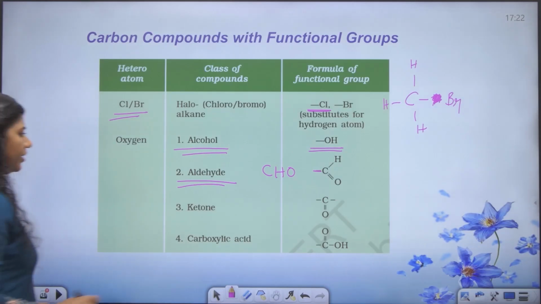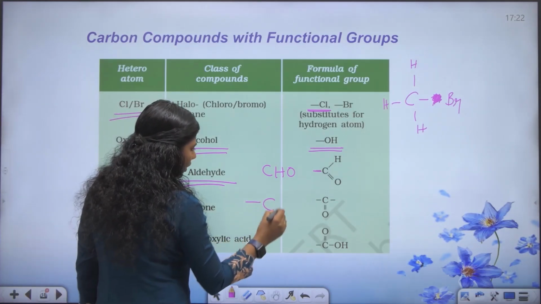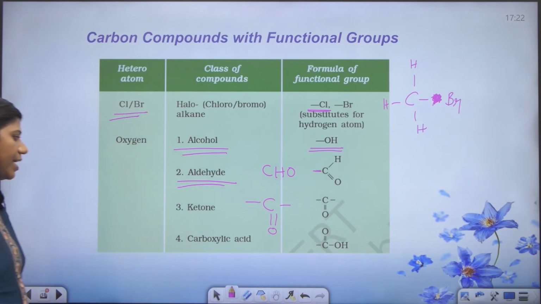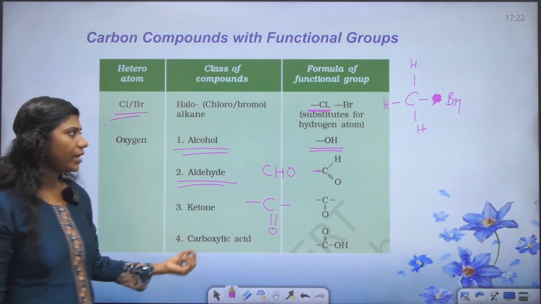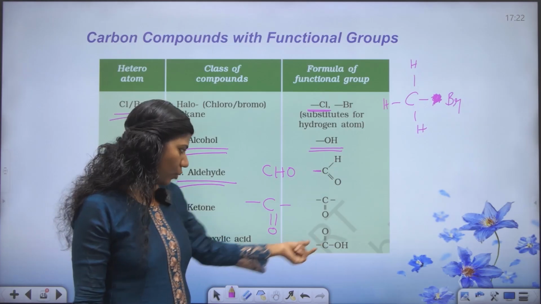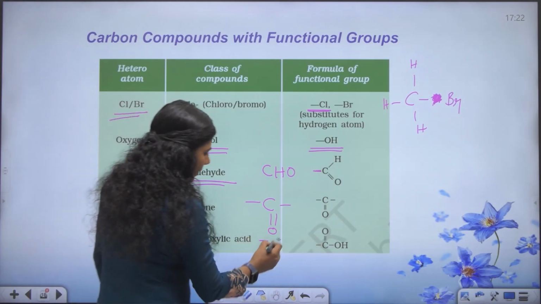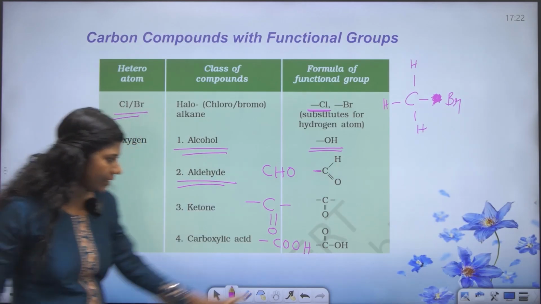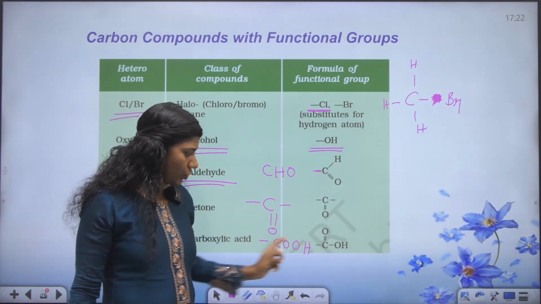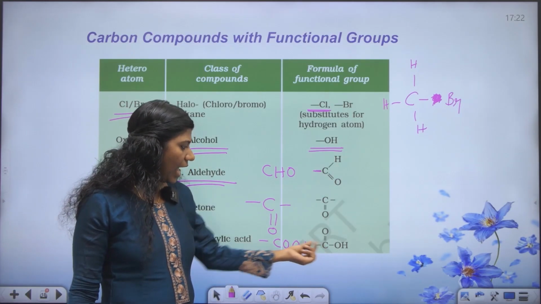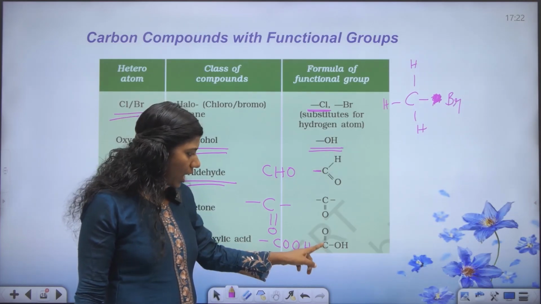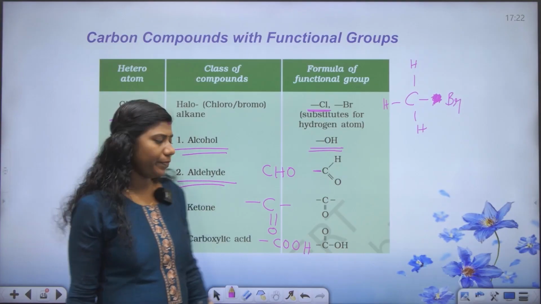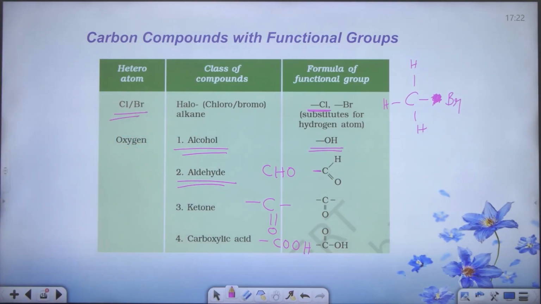And ketone. Ketone is CO, carbon oxygen. And carboxylic acid. The formula of carboxylic acid is COOH. See, a carbon atom is attached to an alkyl group, a carbon oxygen double bond is present, and the carbon is connected to an OH group. That is carboxylic acid, COOH.